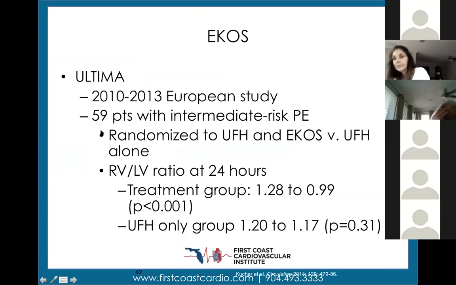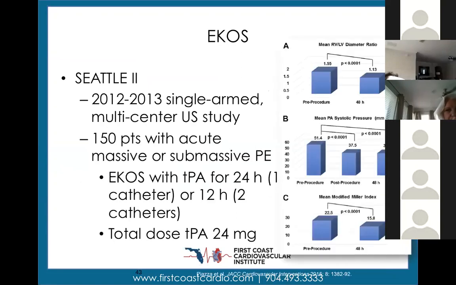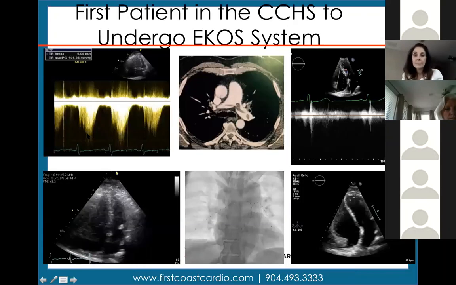And this is based on a few trials that were done back in the day, from 2010 to 2013, the ULTIMA trial and the SEATTLE II trial, and this is the protocol that we typically use for our TPA infusions in our ICUs. It's a small number. These are typically single-armed studies, EKOS with TPA for 24 hours, or 12 hours if you're doing 2 catheters. Total TPA dose is 24 milligrams. And remember, systemic TPA is 100 milligrams, so you're using less than a quarter of the amount of TPA, which is typically reflected in fewer hemorrhagic complications.